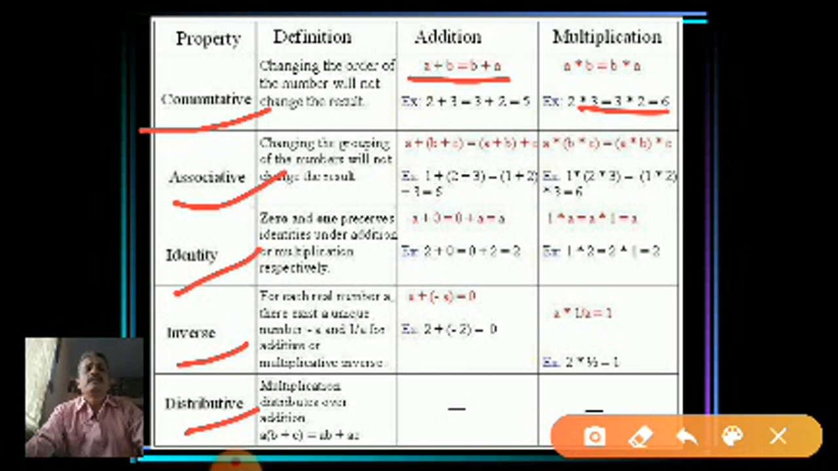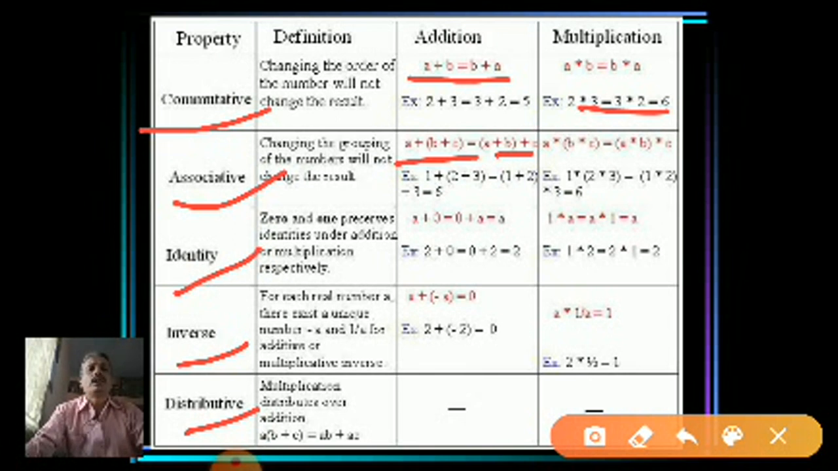Associative property is nothing but grouping. Suppose there are three numbers. A plus, in a group, B plus C, in brackets B plus C. We can write these three numbers this way: A plus B in a group, and then plus C. The answer remains the same. In the same way, you can check A into B into C. So this property is also satisfied.